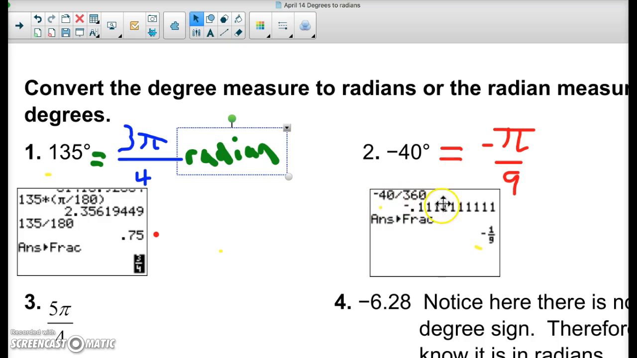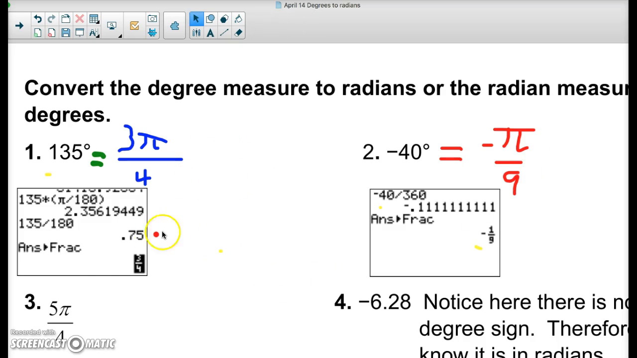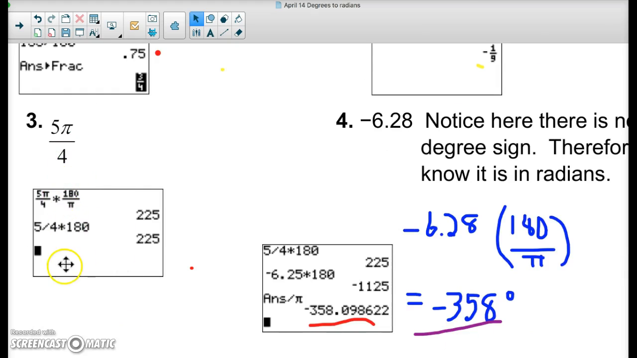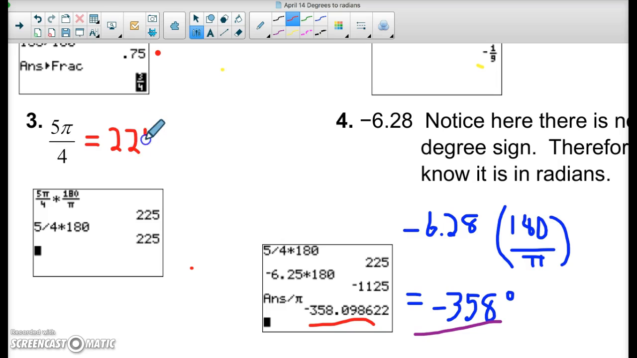Okay, -40 divided by 360 is -1/9. Hence, -40 degrees is -pi over 9 radians. You don't have to write the radians symbol; you don't usually write it, so don't worry about that. Down here are radians, so I'm going to multiply by 180 over pi. Really what you're doing is 5 divided by 4 times 180, and you get 225 degrees. You don't want to just leave it as 225, because then mathematically that doesn't make sense. So you have to put that degree symbol in there.